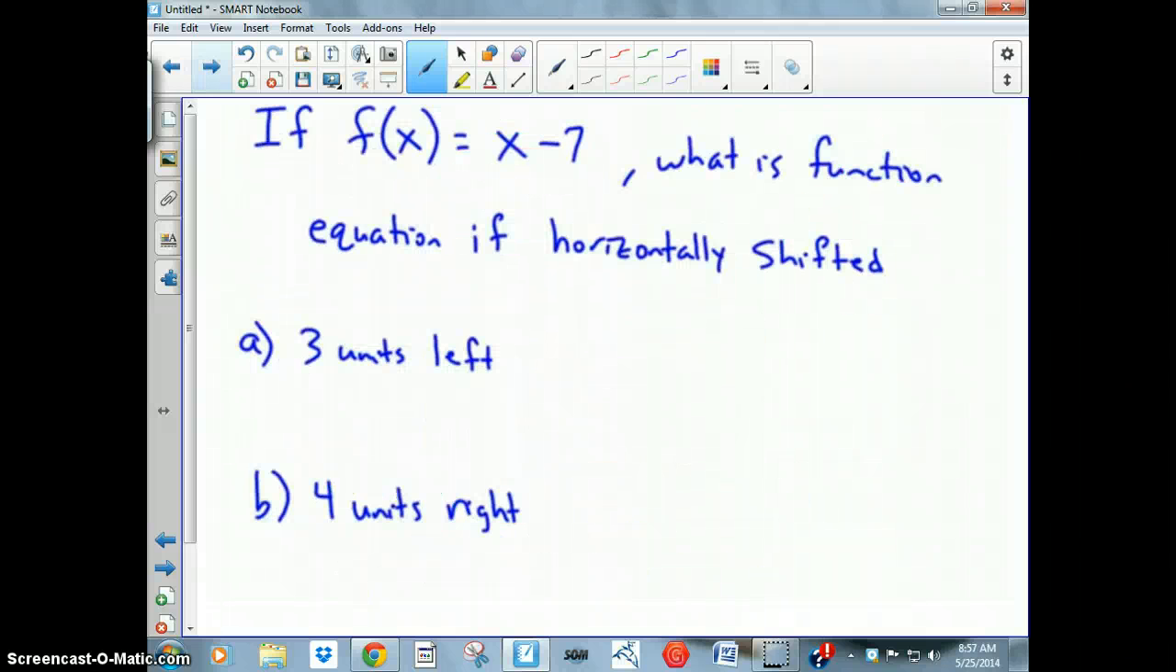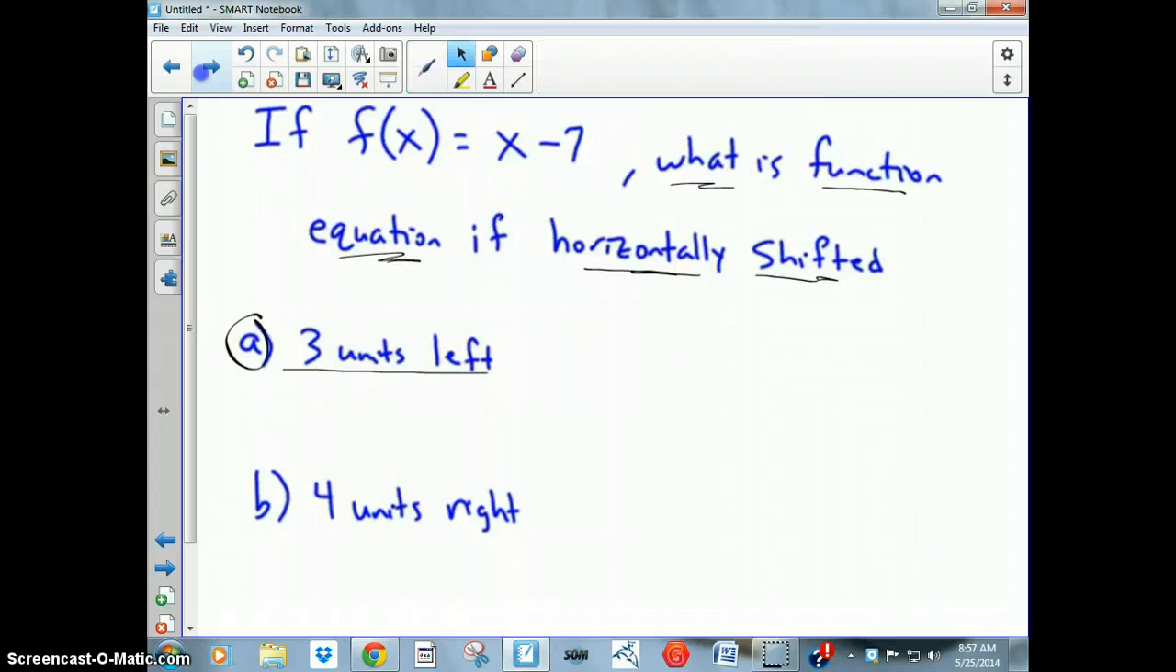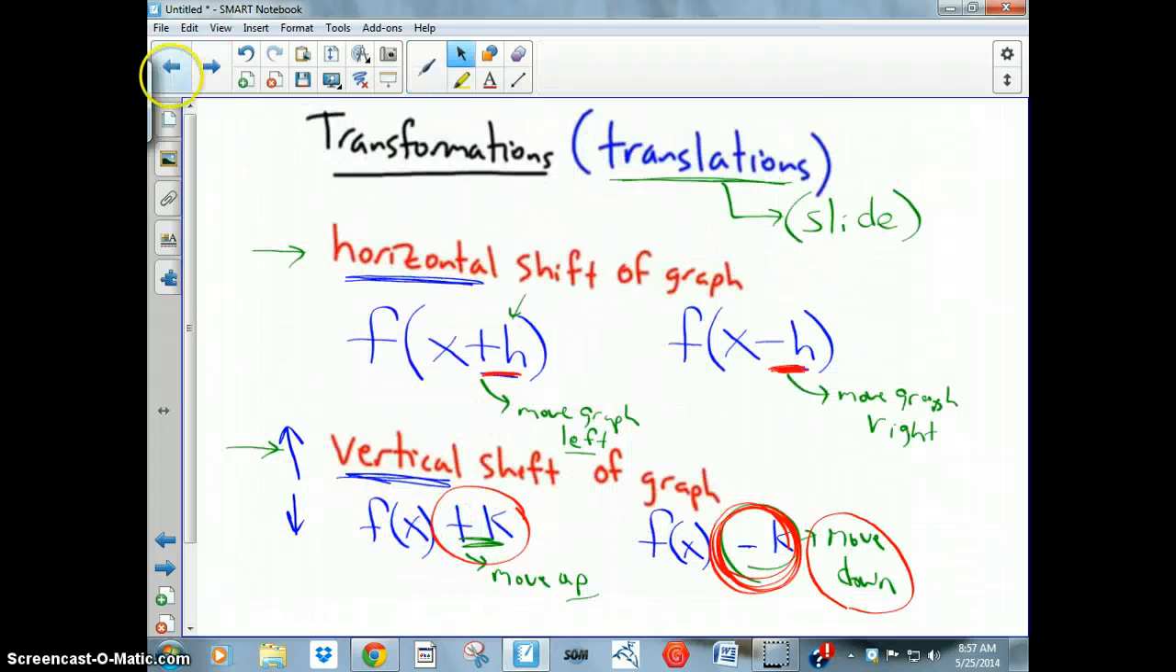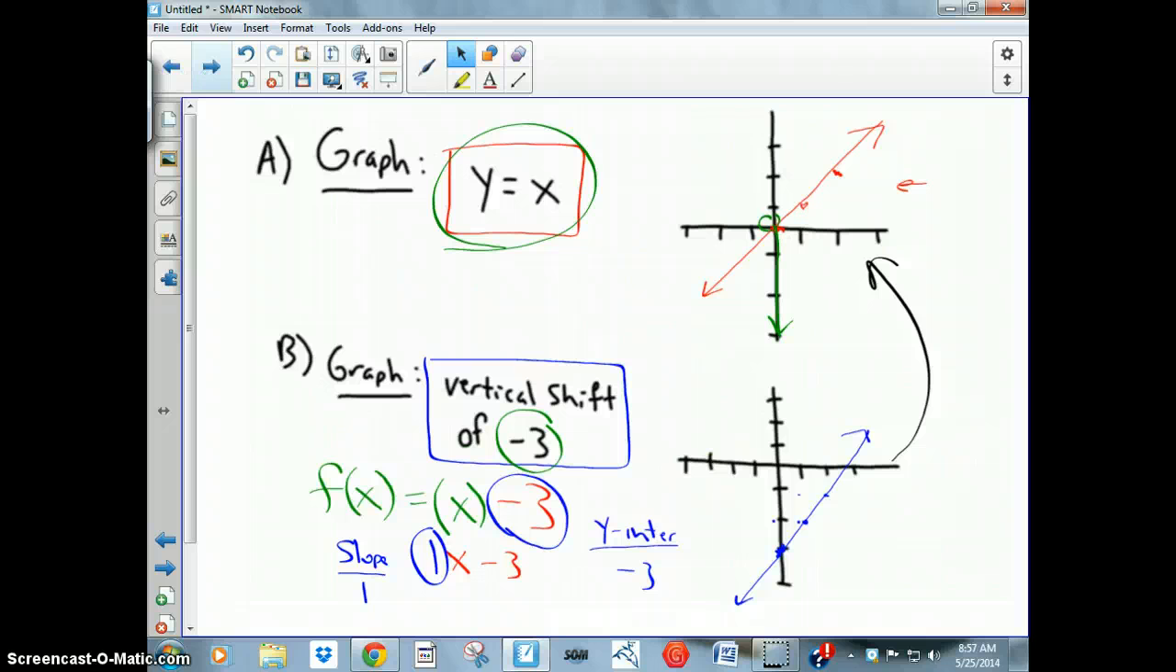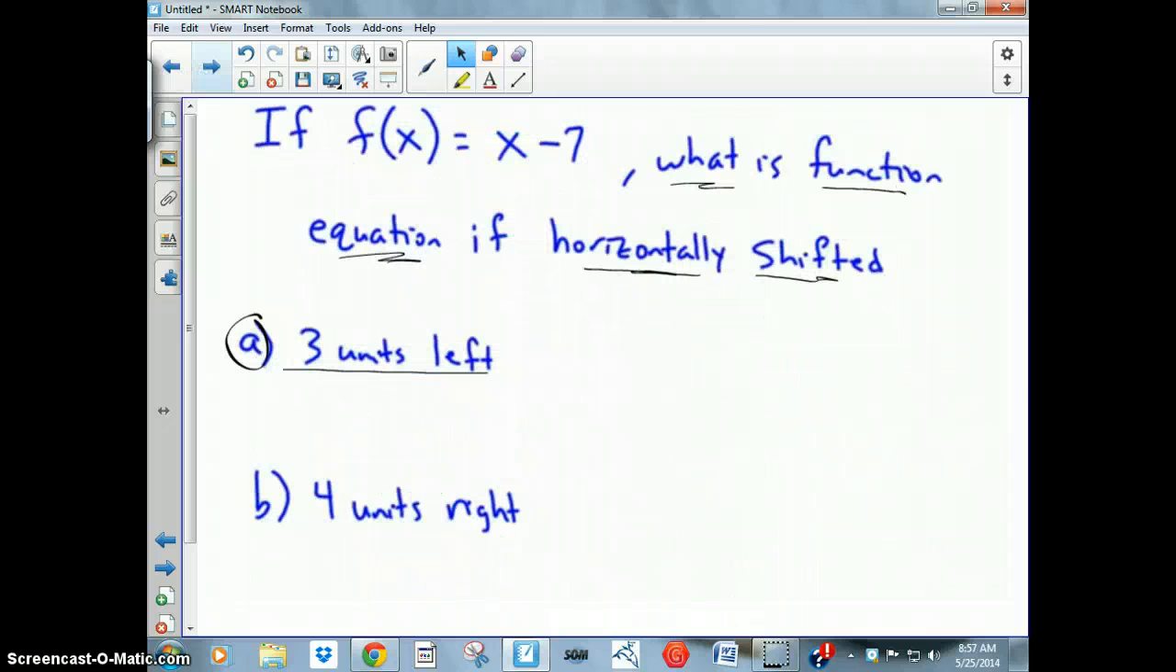All right, finally, let's look at some word problems. If you're told f of x is equal to x minus 7, I want to know what is the function's equation if it is horizontally shifted 3 units left. All right, well, I got to go back. 3 units left. If I'm going to go to the left, here it is, I need to add the number inside the parentheses next to the x. Okay, well, let's go back to our problem here.